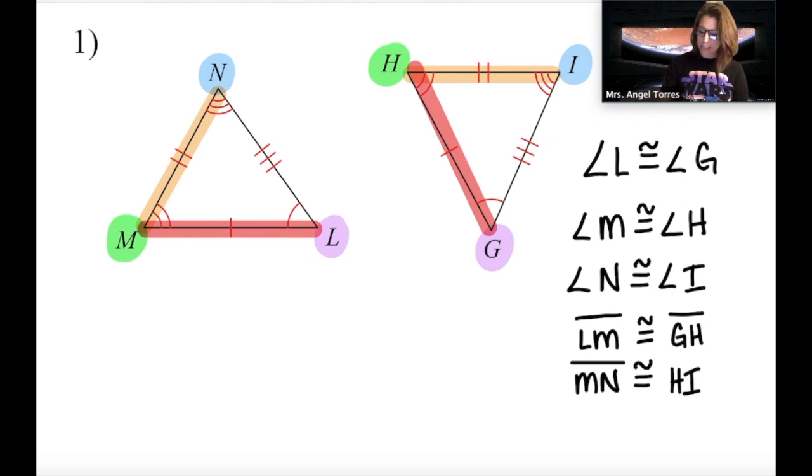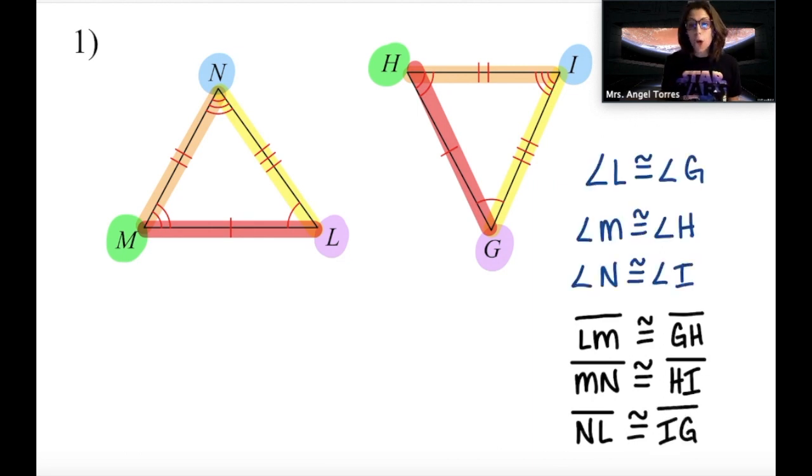HI, because H has those 2 arcs and I has the 3. That leaves us with side NL with our 3 tick marks and side IG with our 3 tick marks. So NL is congruent to side IG.